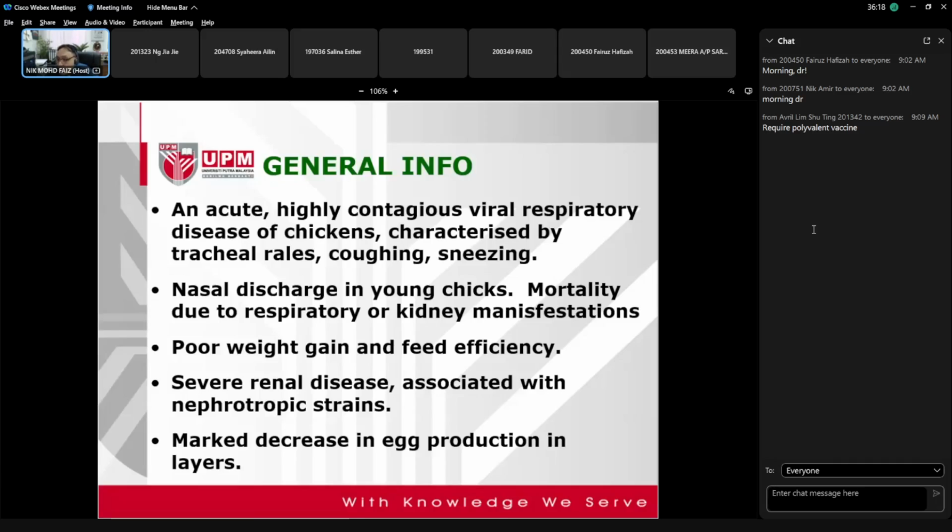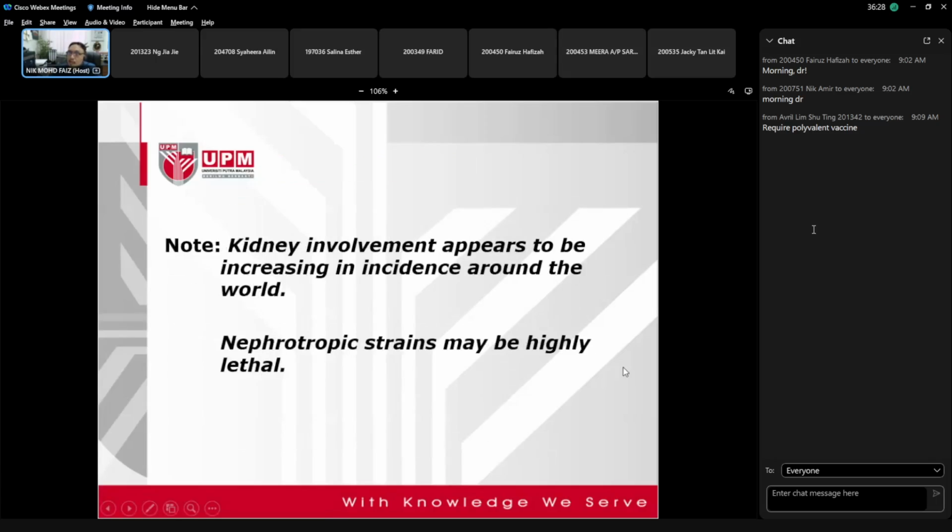Marked decrease in egg production in layers. This is one of the diseases that can cause a decrease in egg production as well as egg quality in chickens. Okay. Kidney involvement appears to be increasing in incidence around the world. Nephrotropic strains may be highly lethal. Those chickens that have lesions, those strains that can also cause kidney issues, usually the farm will experience much higher mortality compared to the other strains.